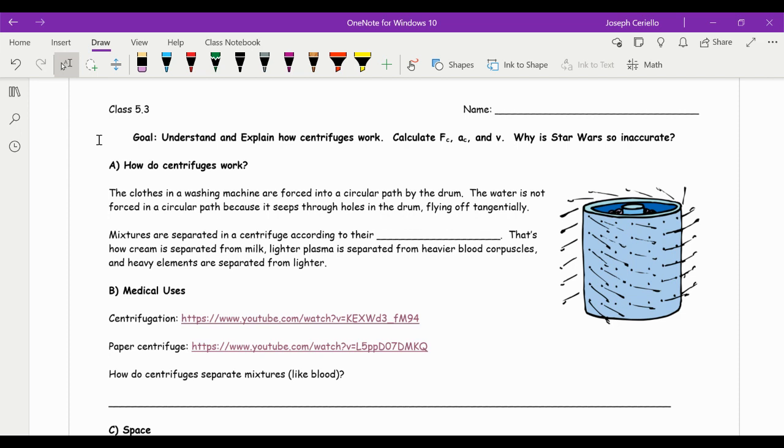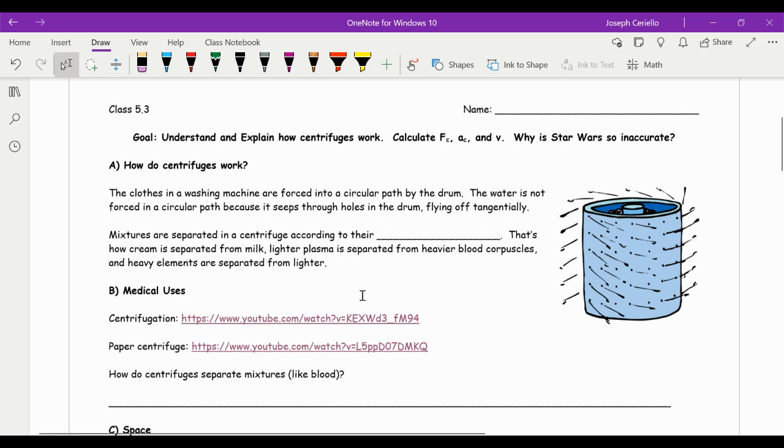So how do centrifuges work? The clothes in a washing machine are forced into a circular path by the drum. If you ever looked inside your washing machine or seen it in action, there's a big drum that you put all your clothes into. They get wet, it spins them around. And then when it wants to drain, the holes open up and allow water to escape. The water is not forced into a circular path because it's allowed to seep through the holes in the drum and they fly off to the side. That's why the spin cycle is so important when you do your laundry. It actually is the first step in drying your clothing because it spins your clothes around really fast. So all the water basically gets pulled out of your clothing into the outside of the drum.